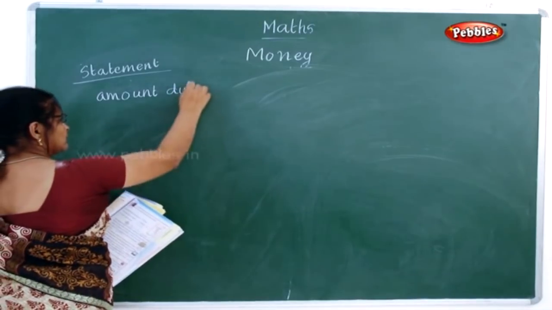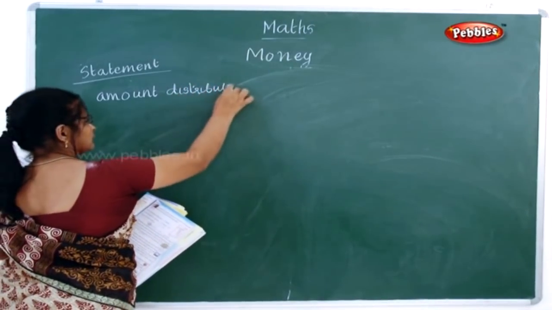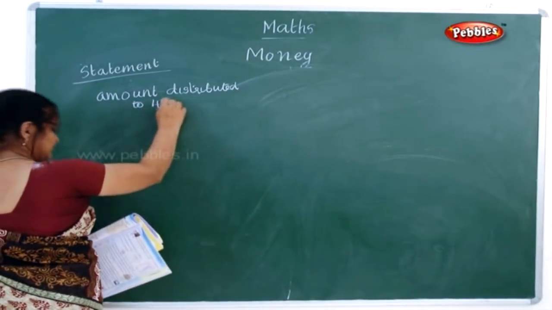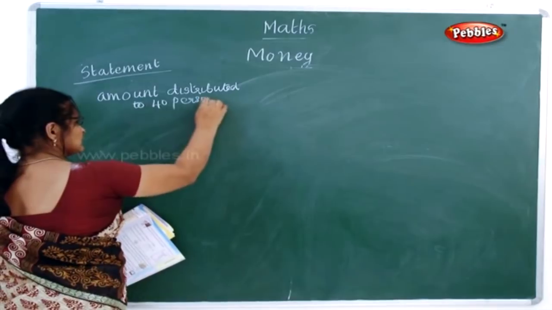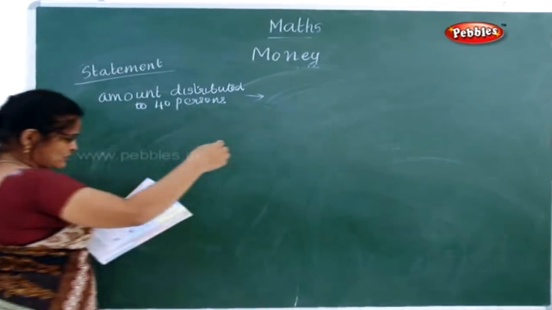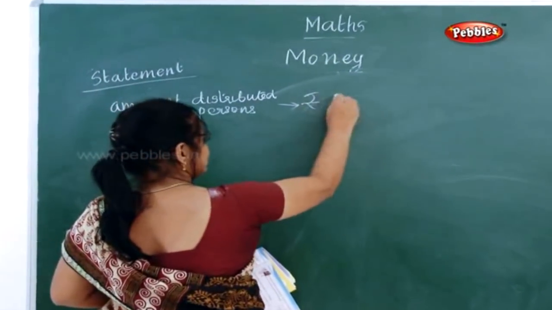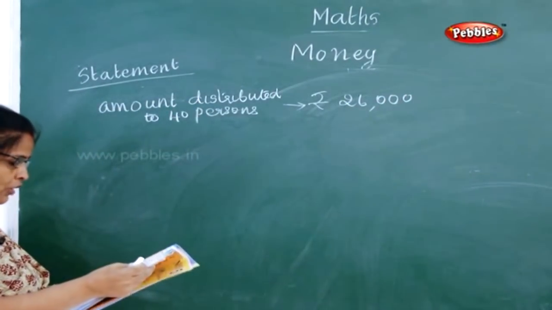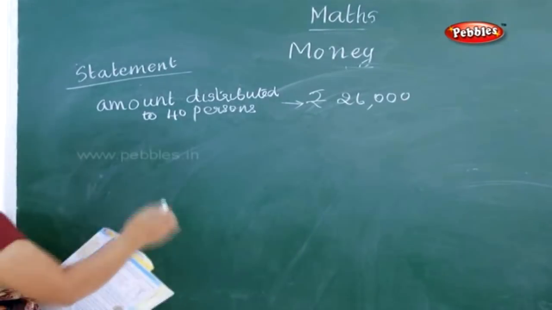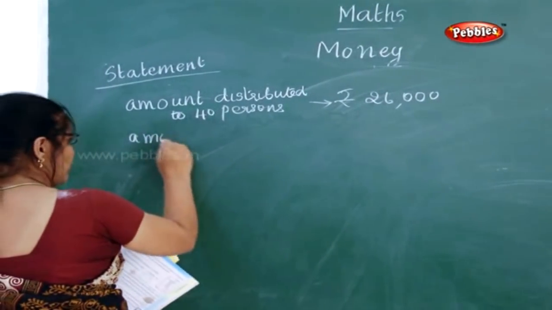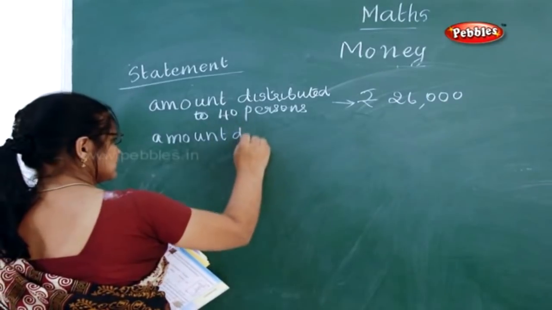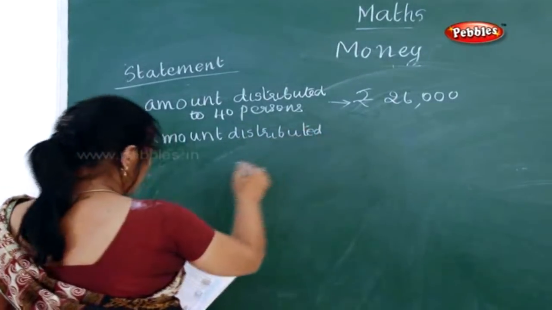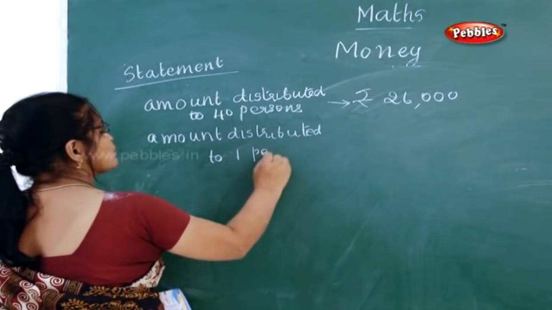Amount distributed. Now how much is the money distributed? For how many persons? It is 40 persons. Now how much was it? It is rupees 26,000. Now, what is the next line? How much money does each person get? So, now what you have to write? Amount distributed to one person, because each person means 1.